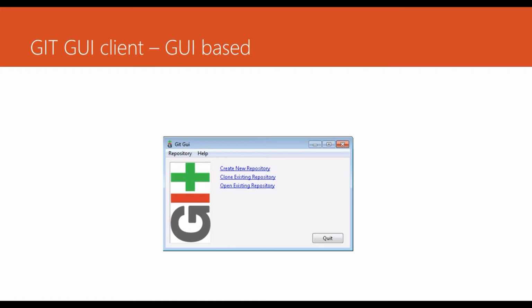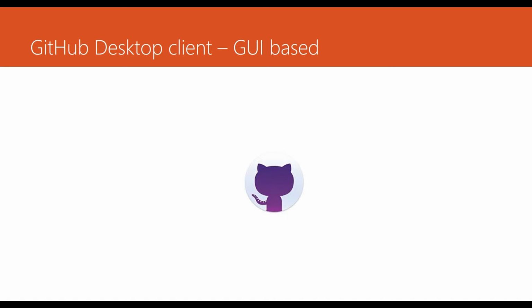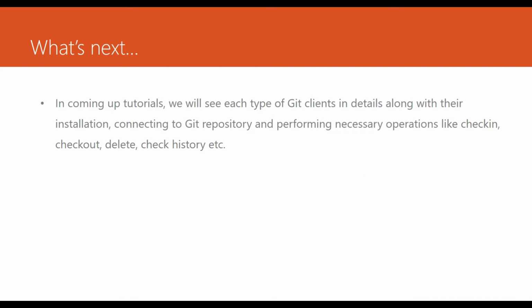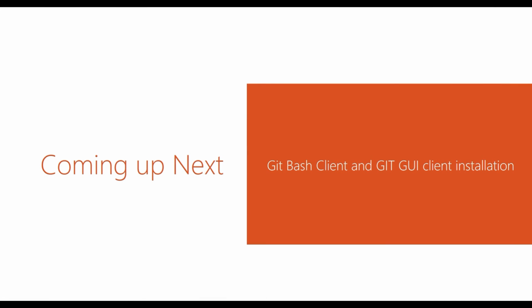So this is my Git Bash, this is Git GUI, the TortoiseGit client, GitHub Desktop, and the Eclipse Git plugin, which is nothing but EGit. In the next tutorial we'll talk about all these Git clients in detail, and how to perform necessary operations like check in, check out, delete, and check history using these, whether I'm using Eclipse, WebStorm, the command line, or Notepad, and what clients I can use to talk to my Git repo.